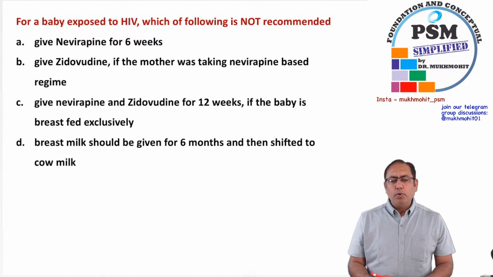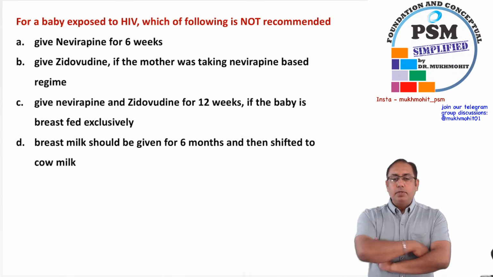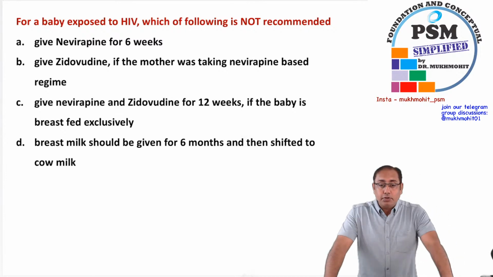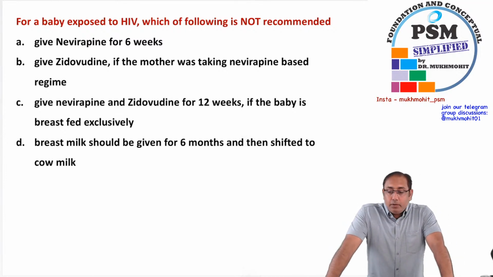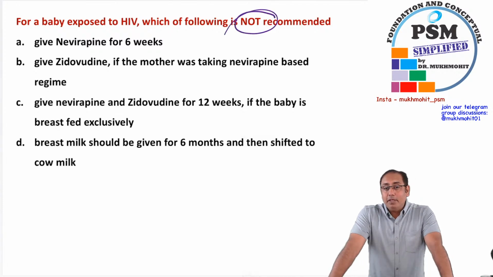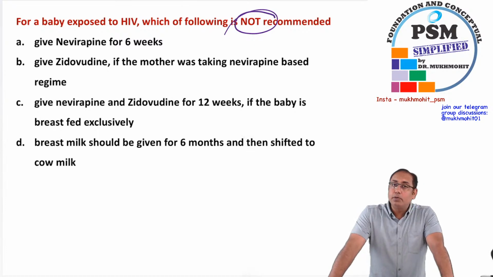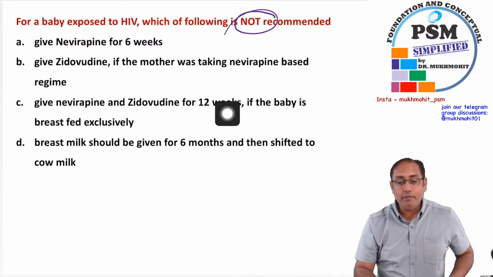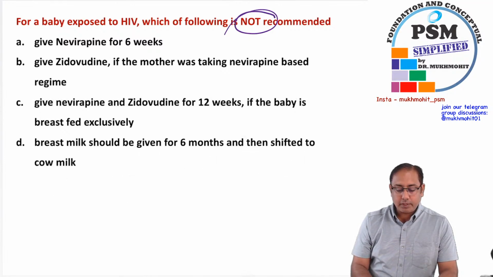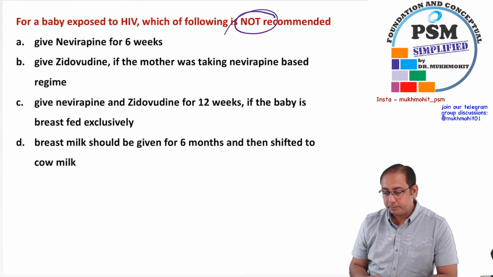Next is, again, a question that has been asked many times on different platforms, and still students answer it in a wrong manner. For a baby exposed to HIV, which of the following is not recommended? You have to find the false one. Give nevirapine for 6 weeks. Give zidovudine if the mother was taking a nevirapine based regime. Give nevirapine and zidovudine for 12 weeks if the baby is breastfed exclusively. And breast milk should be given for 6 months and then shifted to cow milk. What do you want to say?